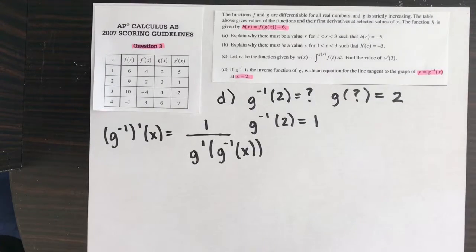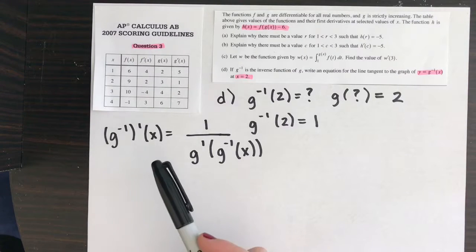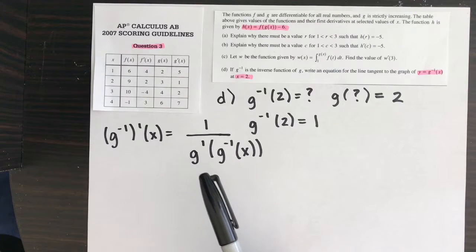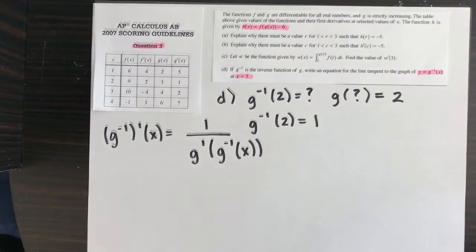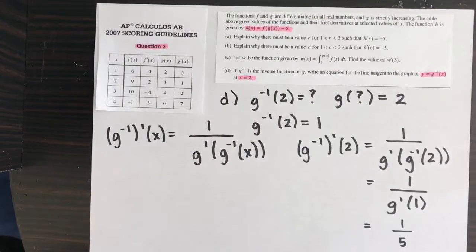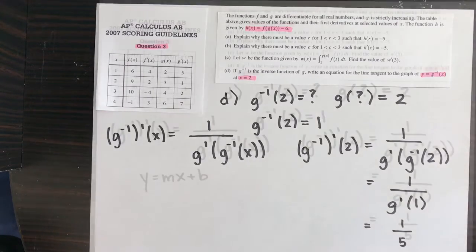So to solve this problem, you must know the formula for finding the derivative of inverse functions. This formula is that the derivative of g inverse of x equals 1 over g prime of g inverse of x. We want to find the derivative of g inverse of x at x equals 2, so to solve that, we just simply plug x equals 2 into this equation. Doing so, we find that the derivative of g inverse of 2 equals 1/5.